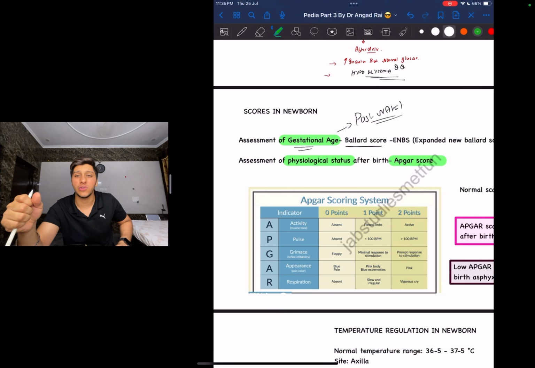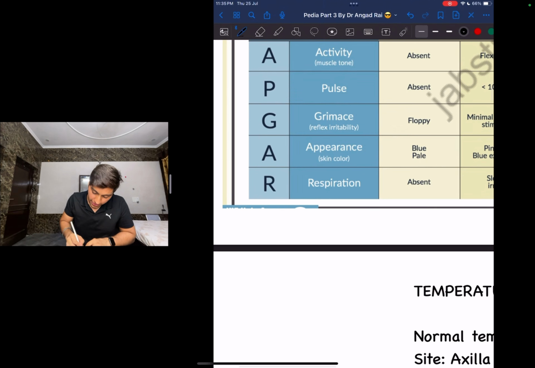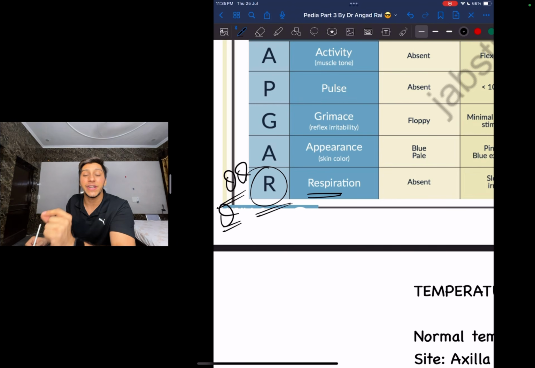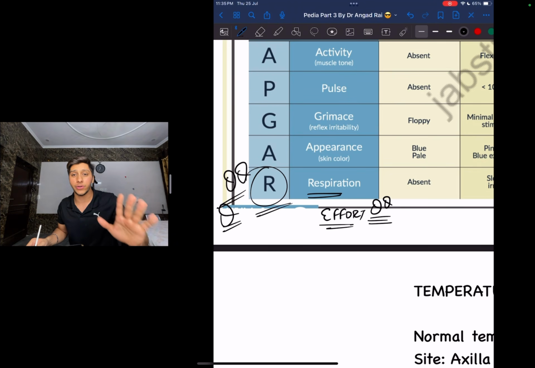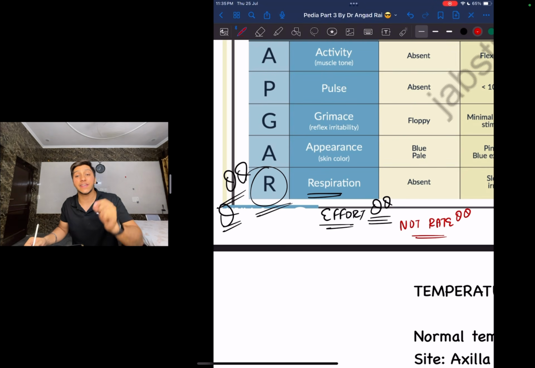Now the very important item in which many people make mistakes is R. R here, in the table which I got, is just written as respiration. And this is a very confusing thing, and I think this can come in the exam. This respiration is not the respiratory rate. This is respiratory effort. Whoever answered this before me, very good, your concepts are good and clear. Whoever did not answer, now your concepts are good and clear. Respiratory effort, I'll write it here also so that you will not forget, not rate. Please remember this. It is the respiratory effort.